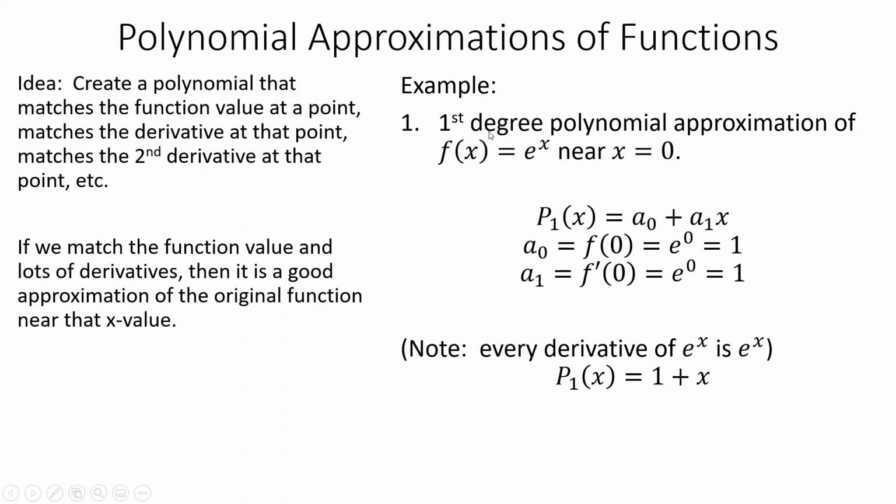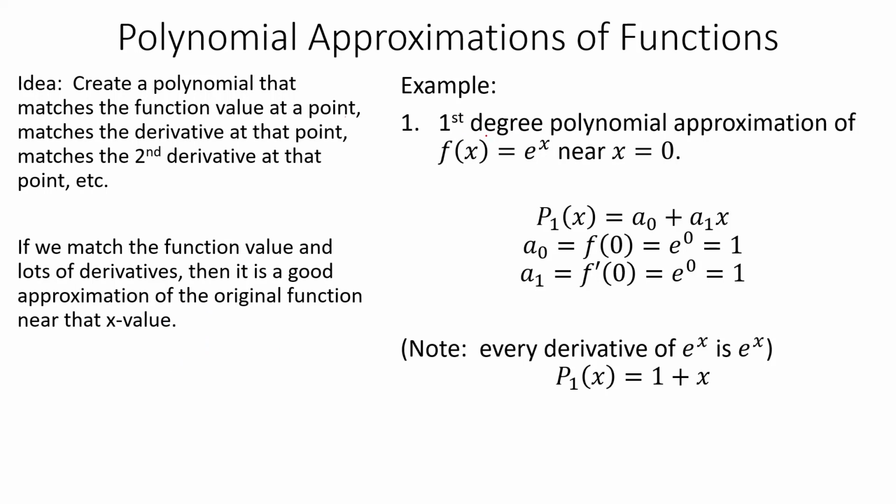Taylor polynomial. All right, so first up, what we want to do is create a polynomial that matches the function value at a point, but then matches the derivative at that same point, and matches the second derivative at that same point, and so on. Right? And we would think that if we kept doing this so it would match every single derivative at that point, that it would be just about the exact same function. All right? Or it would be very close to it at that point anyways.